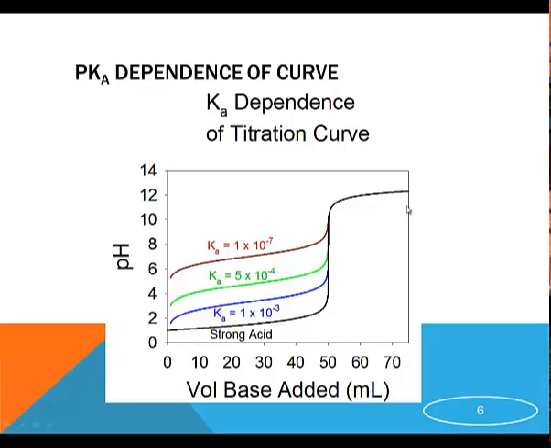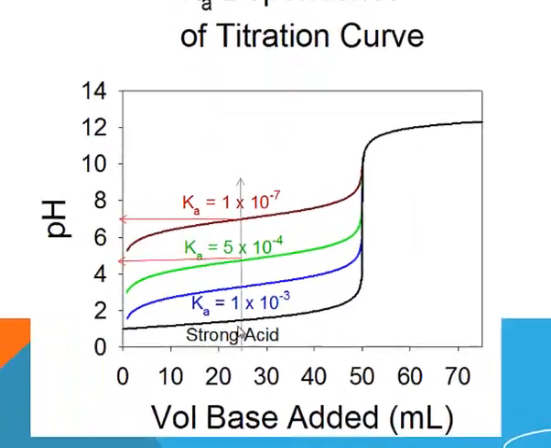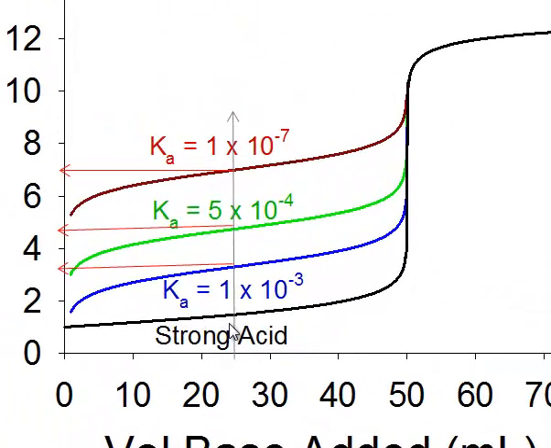Let's take a look at the pKa dependence of different weak acid curves. If I draw a line through the 1/2 equivalence point in each case, and I'm trying to select a buffer solution, the way to do that is to look at that 1/2 equivalence point, and at the 1/2 equivalence point in each case for weak acids, the pH will equal the pKa.